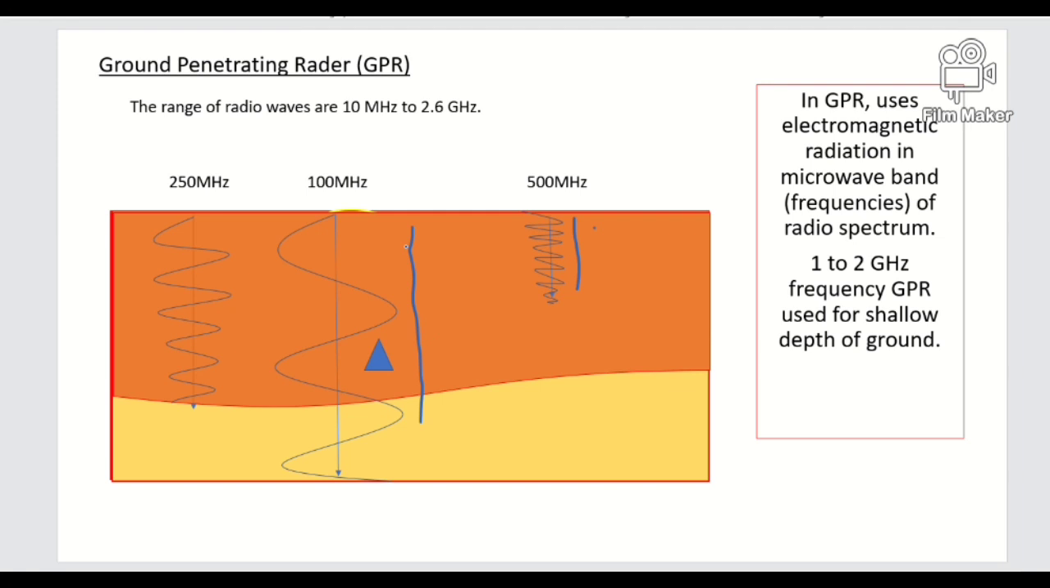But higher frequencies will give better resolution of the subsurface, and lower frequencies will give less contrast or resolution of the subsurface image. That means it will miss many particles which are smaller than its wave cycle, so they cannot be detected by GPR.